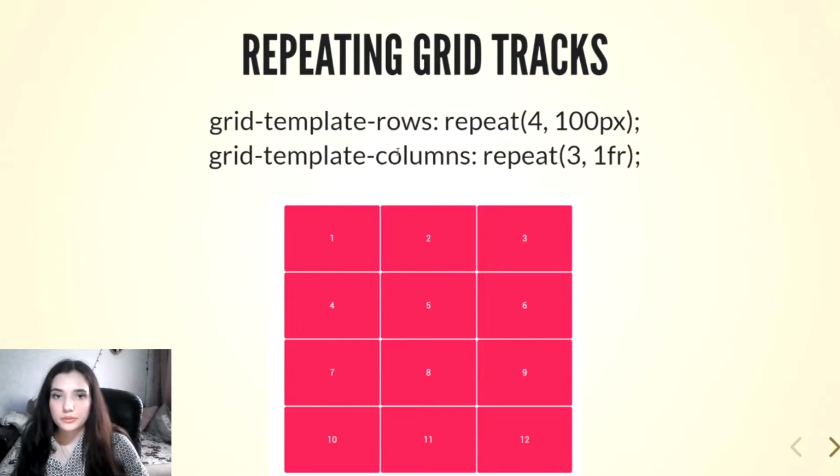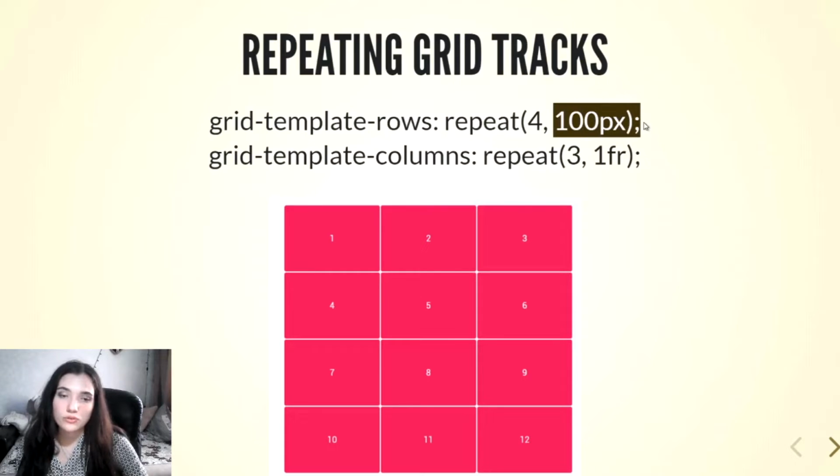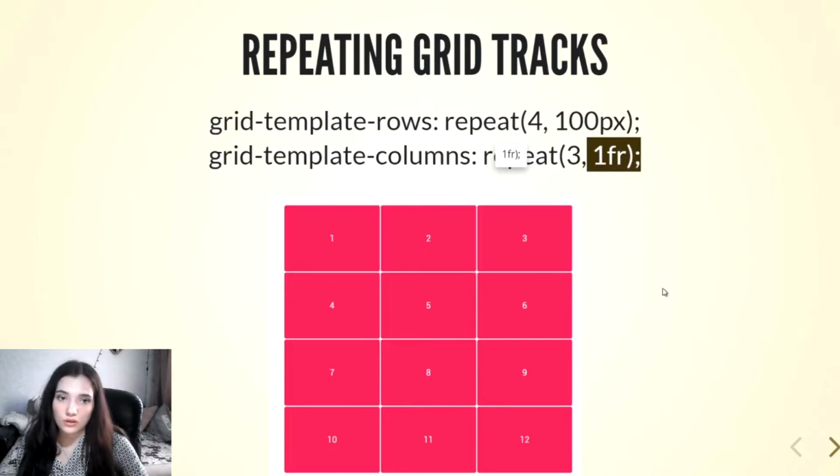Now let's talk about repeating grid tracks. Define repeating grid tracks using the repeat notation. This is useful for grids with many items of equal size. The repeat notation accepts two arguments. The first represents the number of times the defined track should repeat, and the second is the track definition. So in this example, we repeat rows 4 times and we repeat columns 3 times, and in the repeat notation we also define the size of the row and the size of the column.